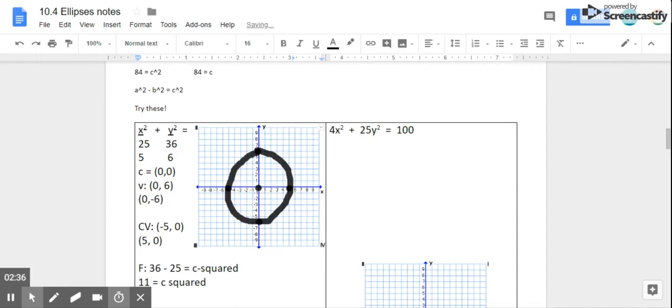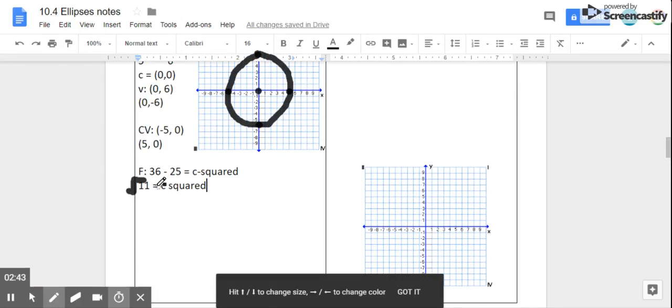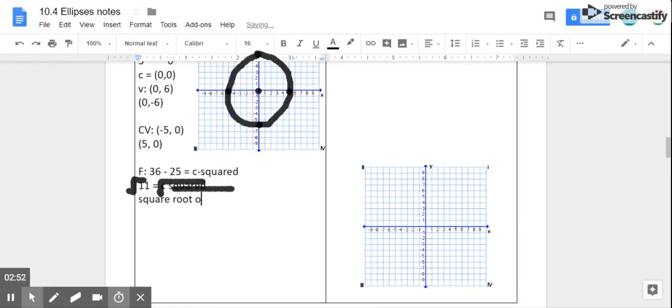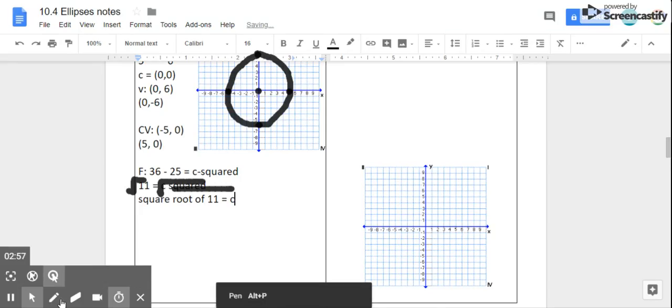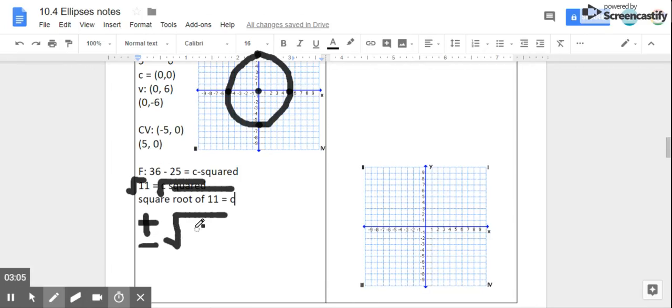And then how do you get rid of the square? You can square root both sides, right? So square root this side, square root this side. That'll leave the c and get rid of the square. And then what are you left with? You're left with the square root of 11 equals c. And then what do you do with that? So your final answer is plus or minus square root of 11. That is your foci.